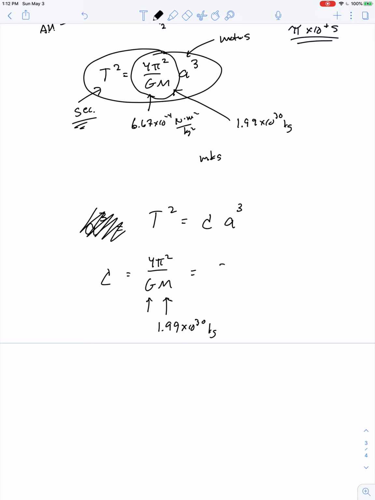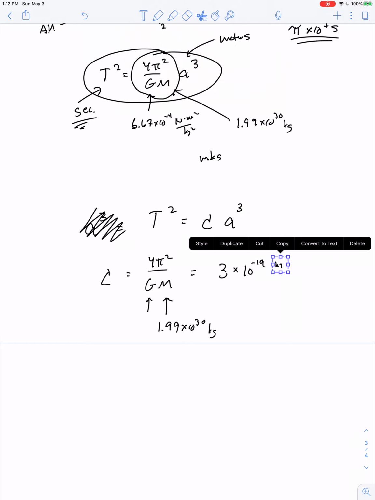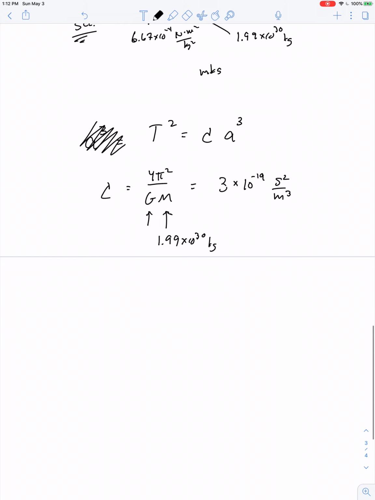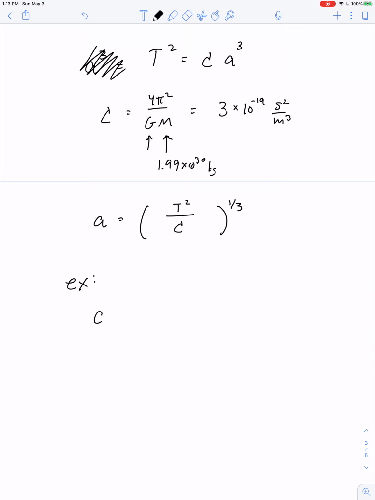Well, if you grab a calculator and work this out, you find that the constant is equal to 3 times 10 to the negative 19th, and the units must be seconds squared per meter cubed. Okay, so if we rearrange the equation, the length of the semi-major axis should be equal to the cube root of period squared divided by this constant. So in our example, the period was 3.15 times 10 to the 9th seconds. We've got to square that, and divide it by the constant, sometimes called the solar constant, 3 times 10 to the negative 19th seconds squared per meter cubed.